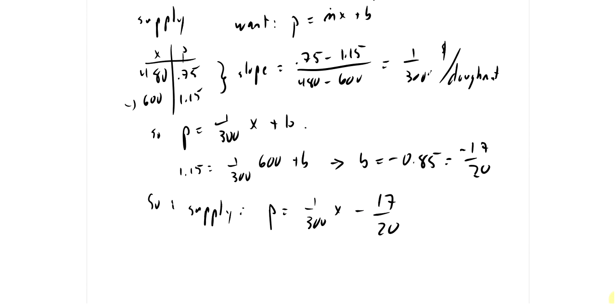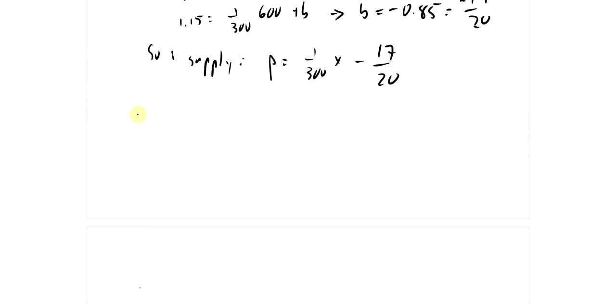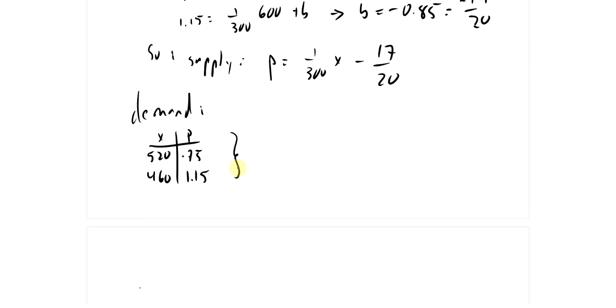What's my demand equation? Well, same sort of thing. We can set up a little table. The demand equation had at 75 cents, so this is price, this is x. Now this x here is quantity demanded. This x was quantity supplied. 520, and when the price rose to 1.15, the quantity demanded dropped to 460. So we can do the same thing.